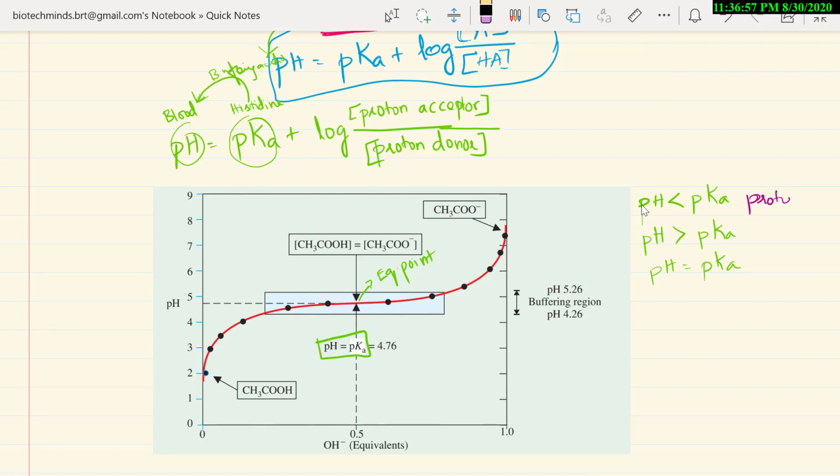Why is it like that? I told you that pKa is for a weak acid, right? If the pKa value is lower than that of this weak acid, it means a stronger acid, more protons are present, and that is what we call protonated. But if the pH is more than the pKa, then it is called deprotonated. The protons are removed from here.